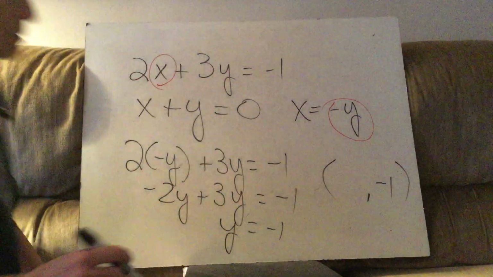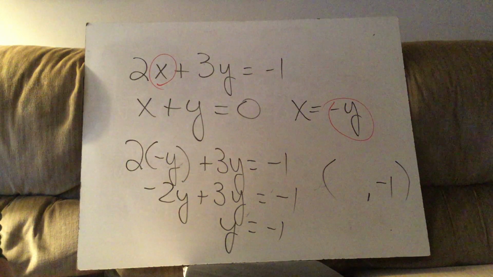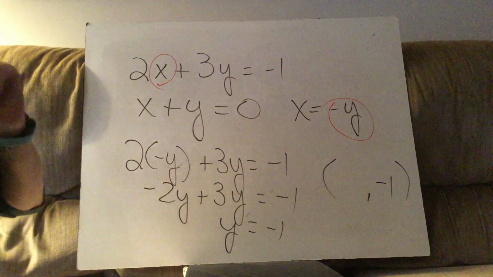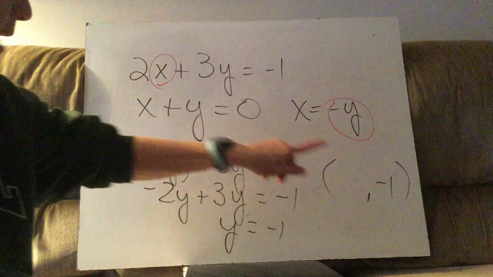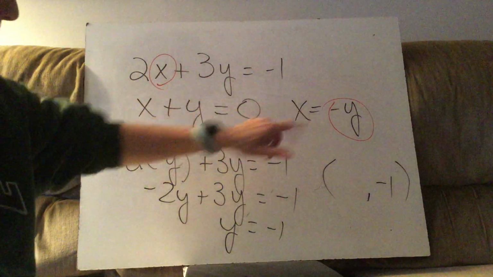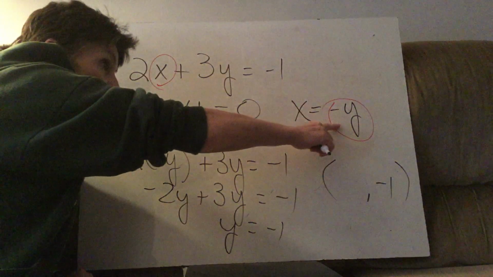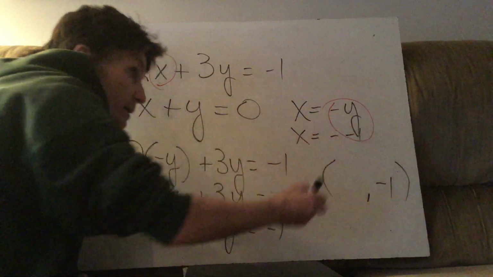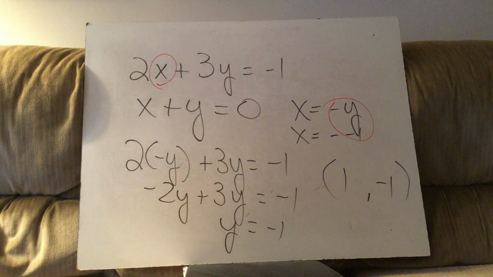Collecting like terms, y equals negative 1. Remember, our answer is supposed to be an ordered pair, so we now know the y coordinate is negative 1. Now, if we come back up to any of these equations here, and put in negative 1 for the y, it'll give us our x. So I'm going to put it in right here. So x equals negative 1, which is positive 1. And there's the answer to the system.